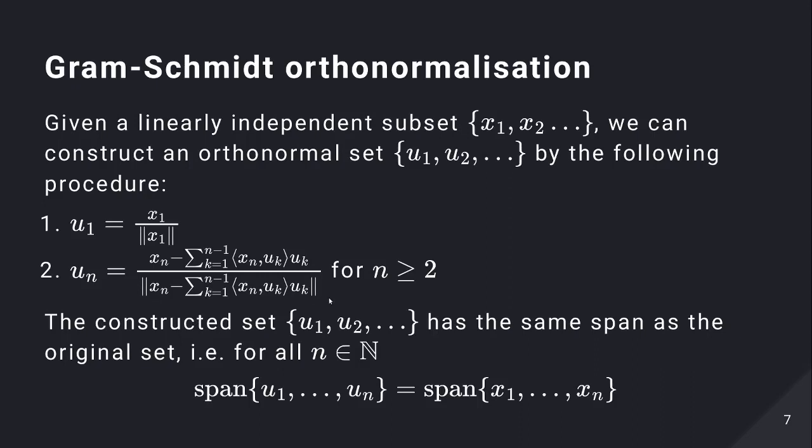And doing this procedure, you can actually construct iteratively or recursively an orthonormal set. And if it's a basis, then you have an orthonormal basis. Yeah, there's more properties, like the span of the u from 1 to n is the same as the span of the first n vectors in x.